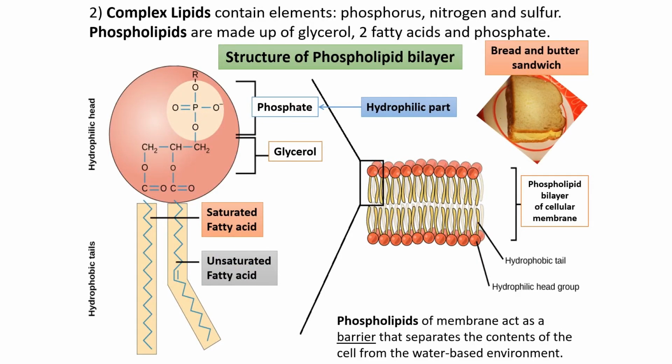The second class of lipids is complex lipids. They are complex because not only do they have fatty acids and glycerol, they also have different additional elements. For example, they can have phosphorus, or nitrogen, or sulfur. One of the most important complex lipids in all cells are phospholipids.